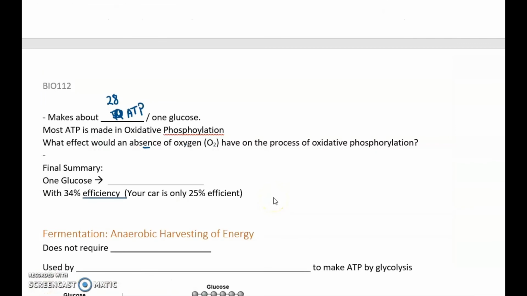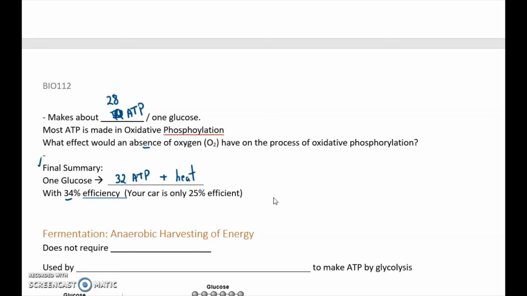So in our final summary, we've got one glucose making about 32 ATPs and heat. Remember, that's why you're able to stay warm, is all that inefficiency. So the efficiency here is about 34%. Your car is only about 25% efficient. So the process is pretty good, except in the times that the body actually seeks to not be efficient.